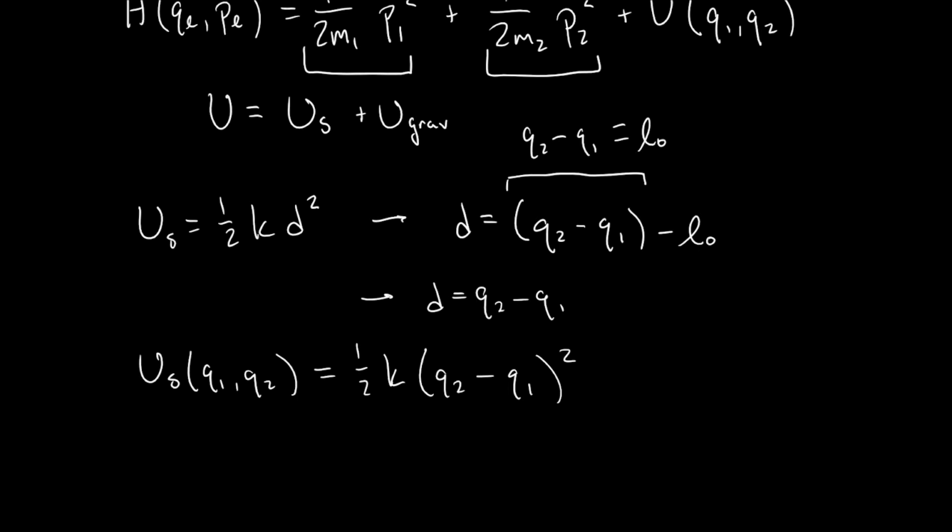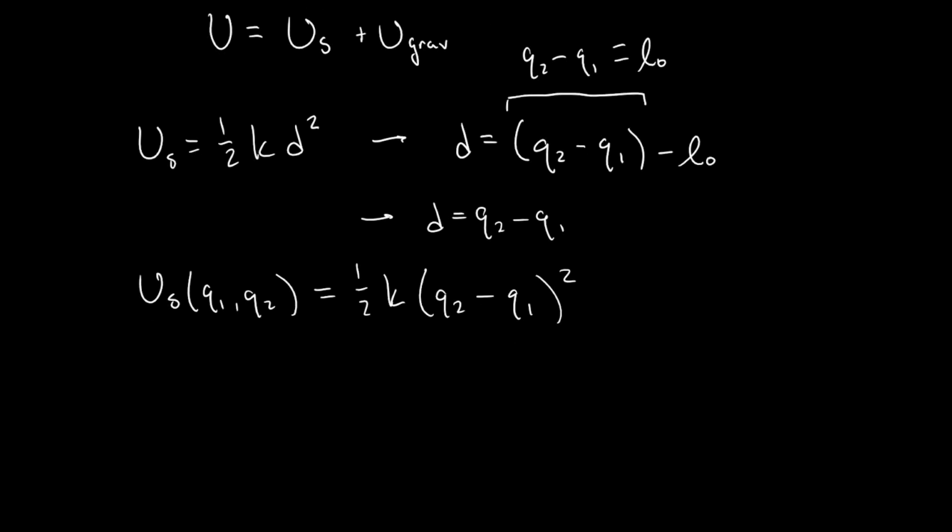Okay, so now the gravitational potential energy, well, we know what the gravitational potential energy of something is. It's just mgh: the mass of the object times the gravitational acceleration times the height. In particular, since we have two things, we have to add both of the contributions. So this is going to be m1 g h1 plus m2 g h2. So now we just have to figure out what h is.